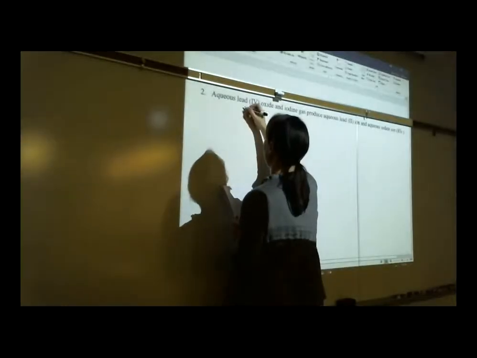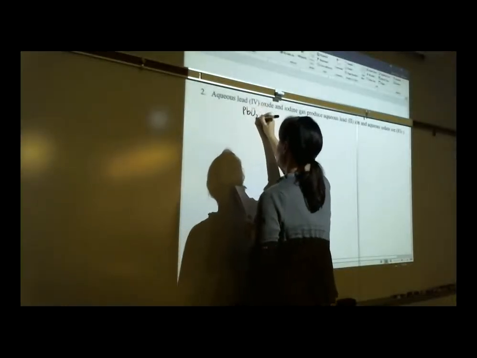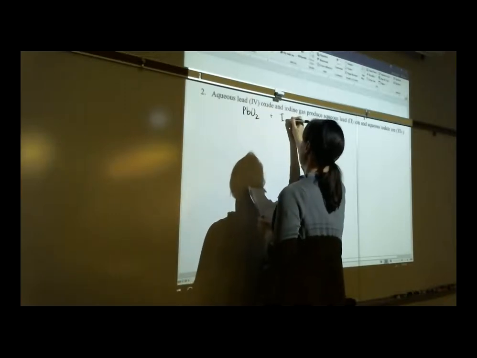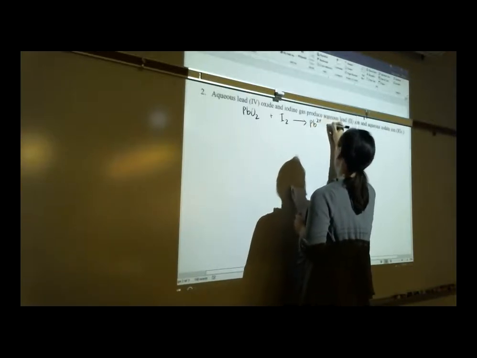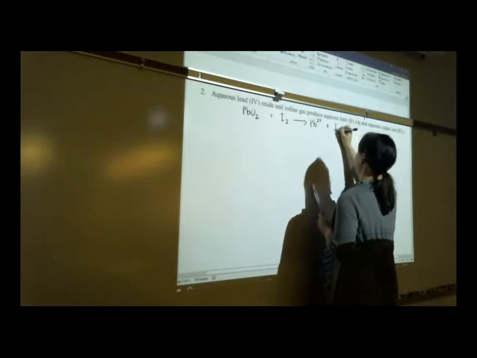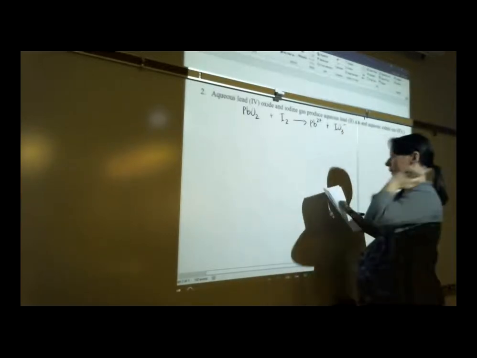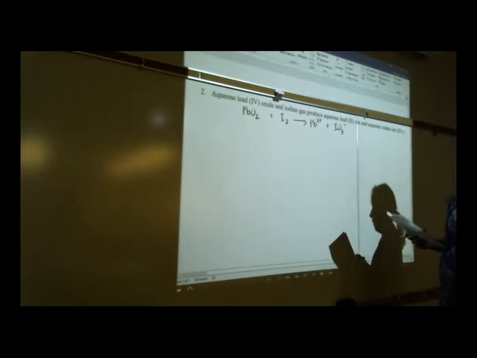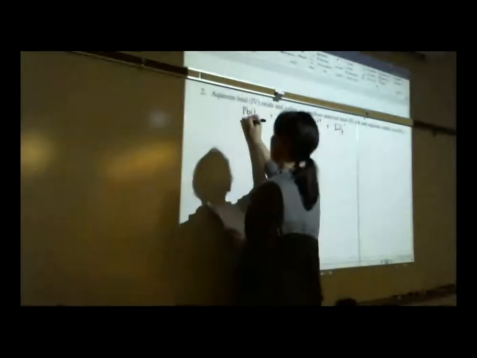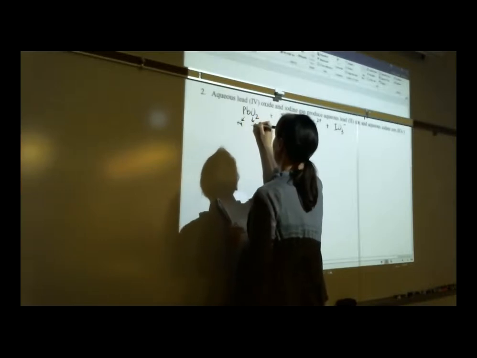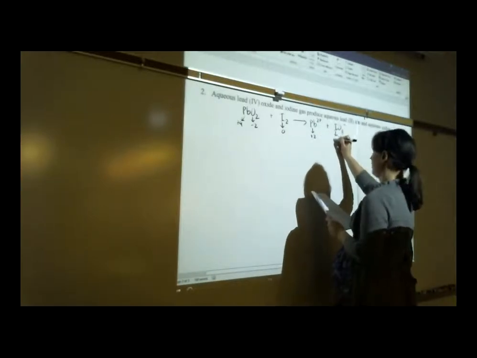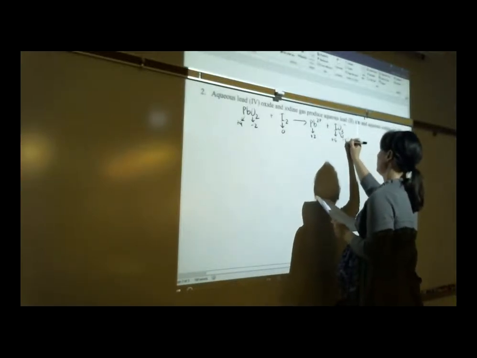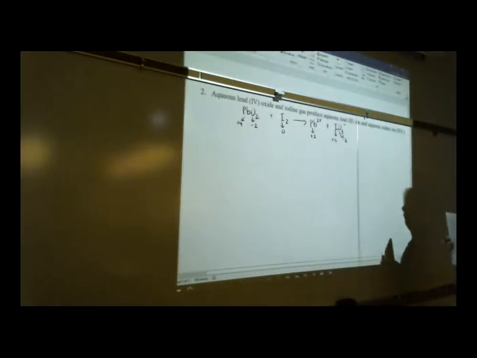All right, lead 4 oxide would be PbO2, and this is iodine gas producing lead 2 ion, and iodate, which I told you the formula, IO3-. All right, so the first thing we have to do is go through and assign all our oxidation numbers. So this is +4, -2, this would be 0, this is +2, and this is +5, and this is -2.